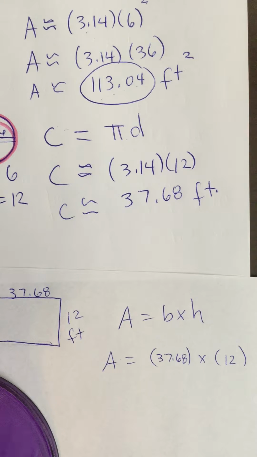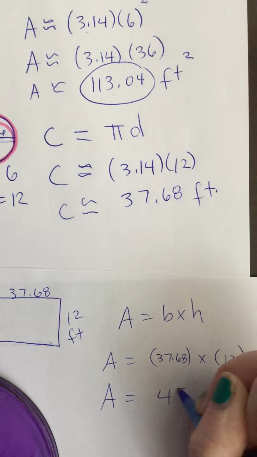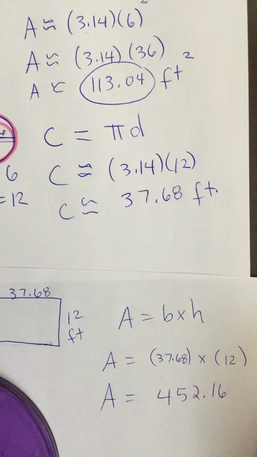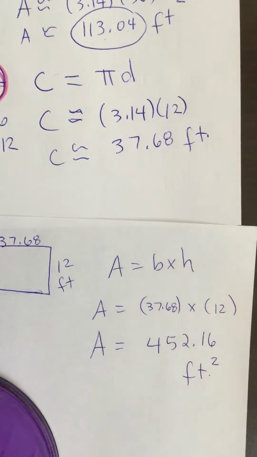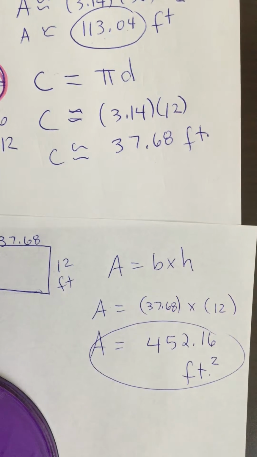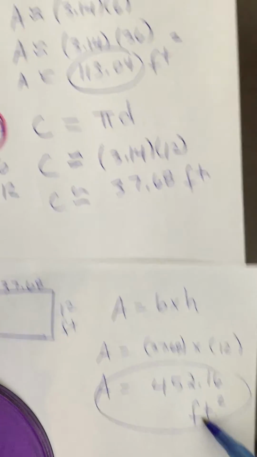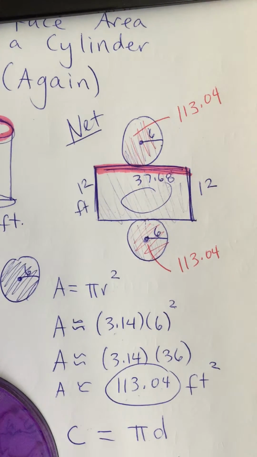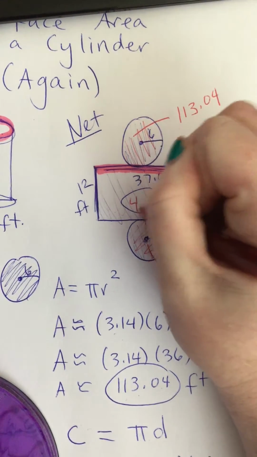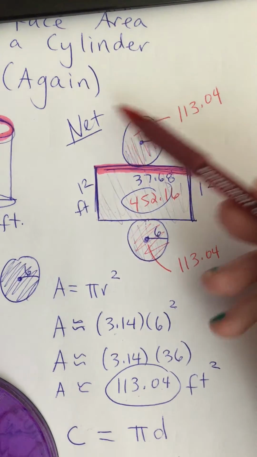So using my calculator, 37.68 times 12, oh my goodness, area equals 452.16. Now it's feet, and because it's area, it's always squared. So now we have the area of the rectangle, 452.16 feet squared. So now I'm going to write that up here. This area in here is, let me get my red pen, 452.16.